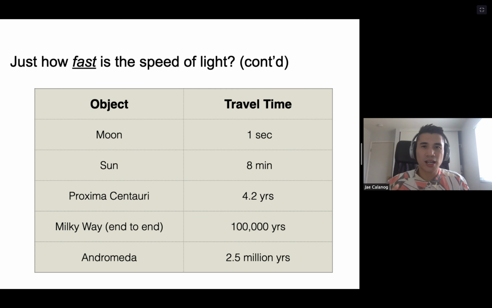Okay, so now we can play this game where I pick an object in space, and then I can tell you how fast light travels, because we do know roughly how far these objects are. For example, we know that it takes about 1 second for light to travel from the moon to the Earth, and that's also because we installed literal mirrors there, and we shoot lasers to the moon, and we figure out it takes about 1 second for that light beam to come back.